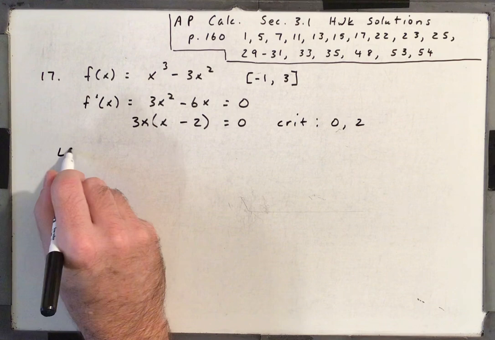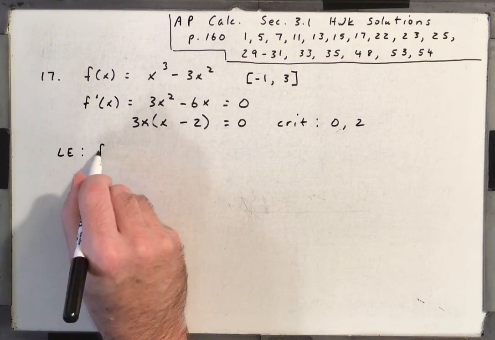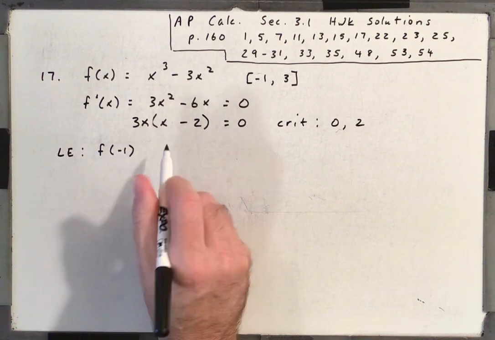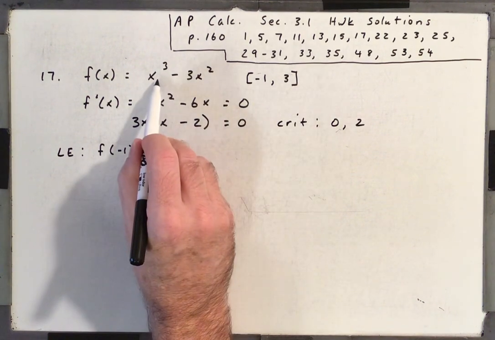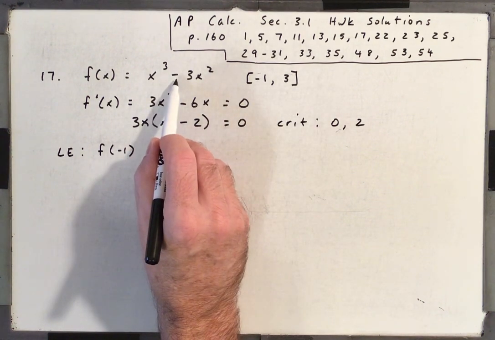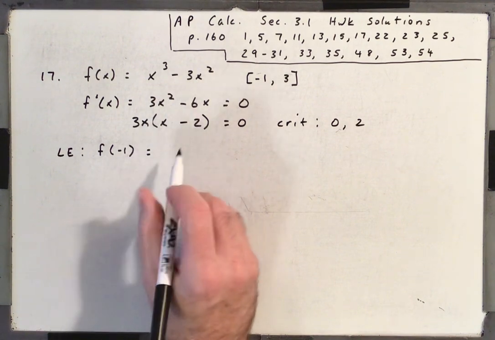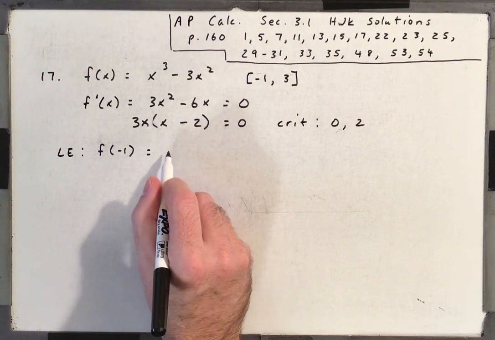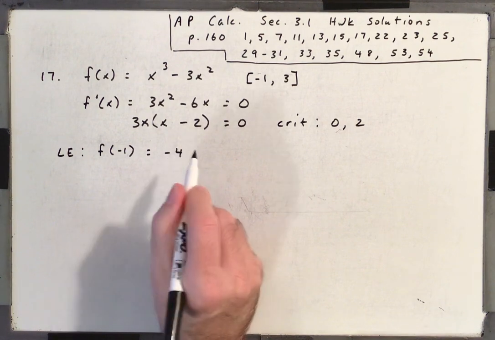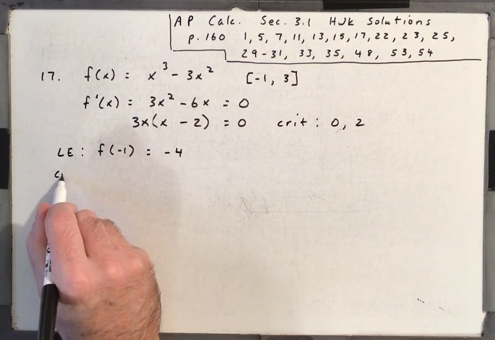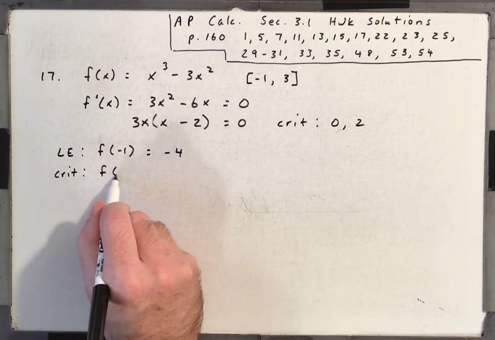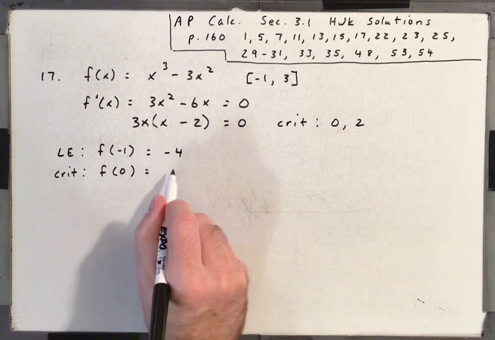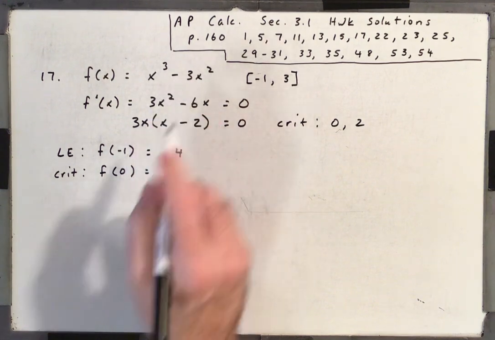All right, we always like to start with the left endpoint. We'll do f of -1. All right, f of -1 is going to be -1 cubed, -1 minus 3. -1 minus 3 would be -4. Okay, we have our first critical point. That's f of 0 equals 0. I like that.